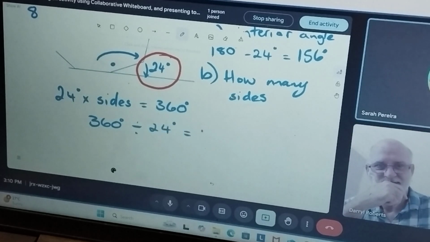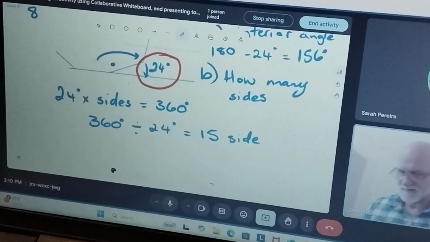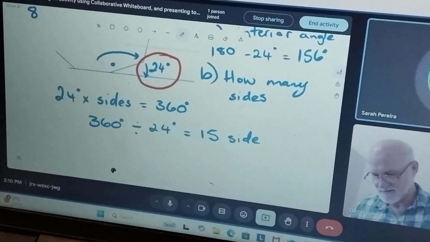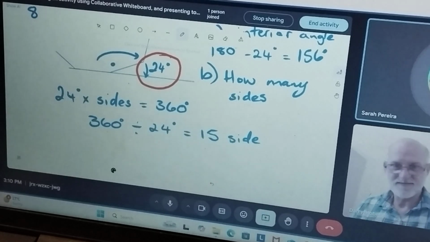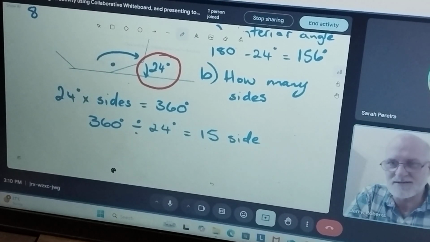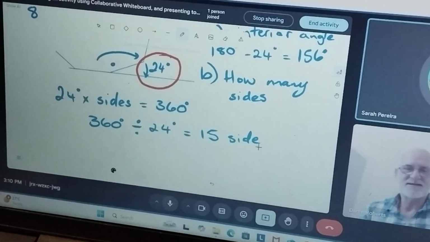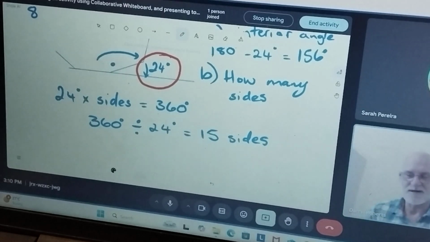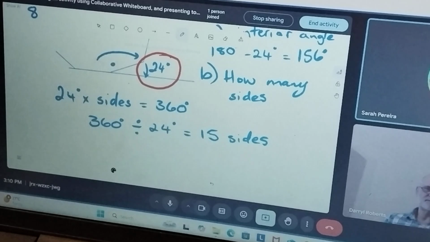15. Is it 15? Yeah. Are you sure? There's no way this thing has 15. It is 15. Oh, it is 15. Okay. I was trying to do it in my head and I was getting a different answer. I think my head's tired. All right. It's 15 sides. Yes, it has 15 sides. That's right. I was not expecting that.